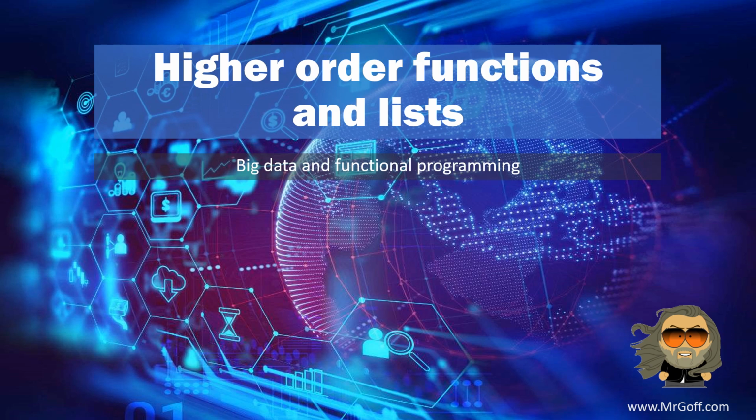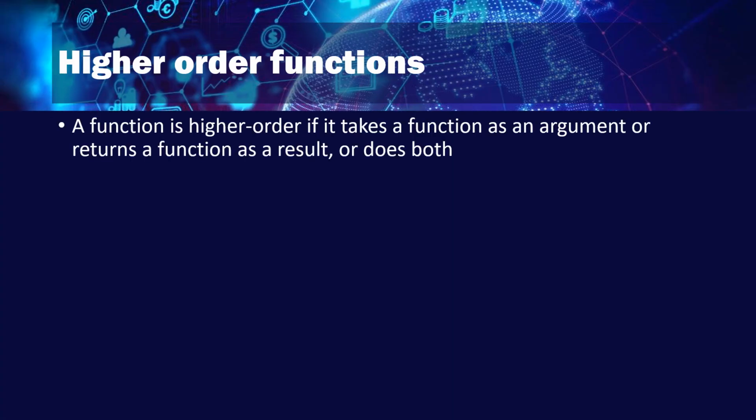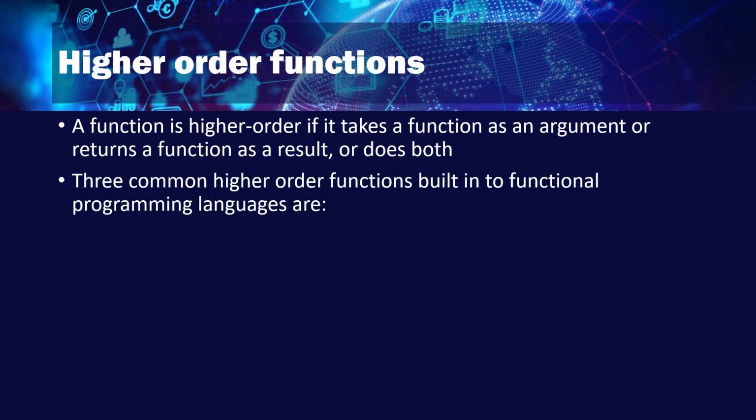This video will focus on higher order functions and lists in functional programming. As we noted earlier, a function is higher order if it takes a function as an argument or returns a function as a result, or does both. Three common higher order functions built into functional programming languages are map, filter, and fold. We're going to take a closer look at each of these now.